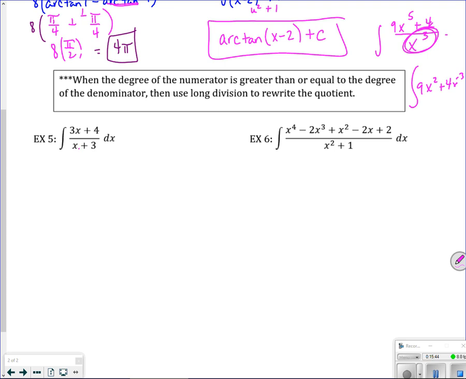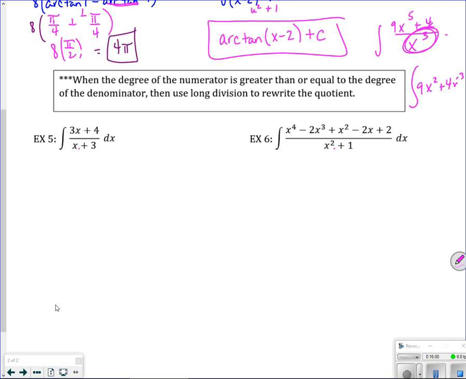The trouble is looking at these denominators, well, I am going to divide, it's just that it takes a little more effort. When the degree of the numerator is greater than or equal to the degree of the denominator, then use long division.